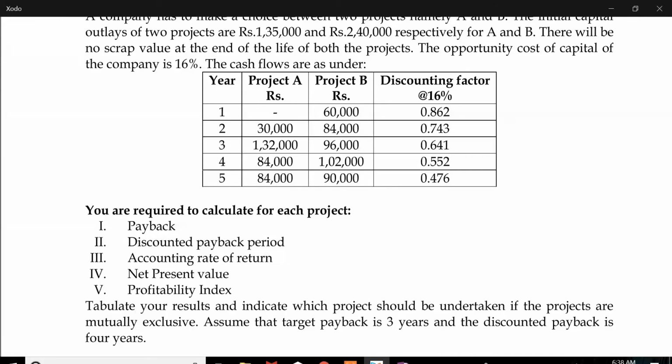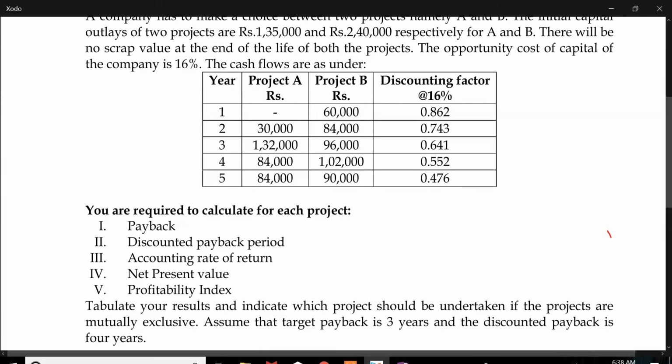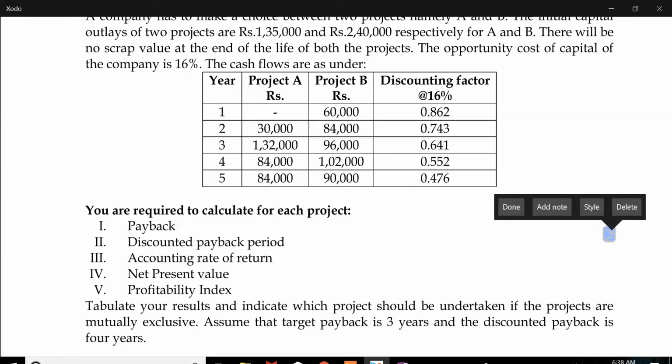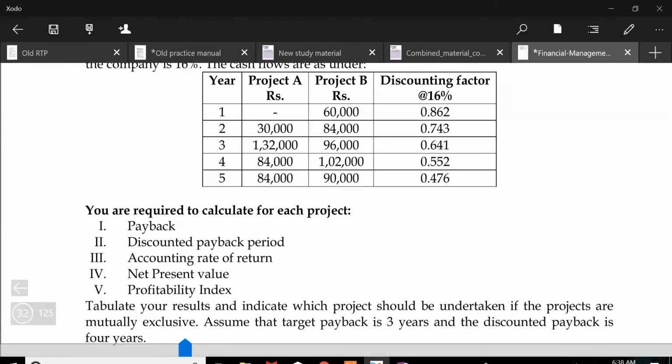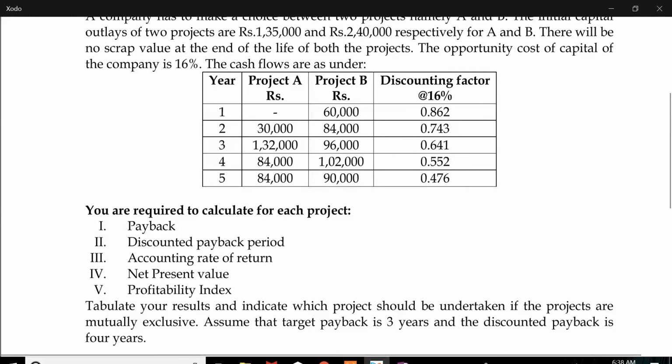ARR on average investment equal to average PAT by average investment into 100.